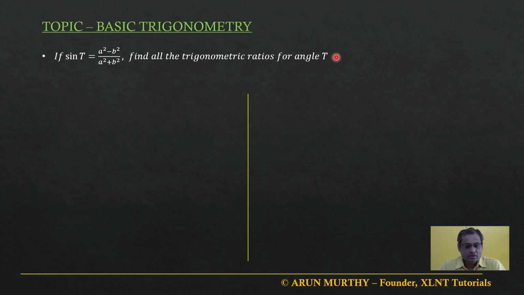So the question goes like this: if sin t is equal to (a² − b²) divided by (a² + b²), find all the trigonometric ratios for angle t. Now this is based on your knowledge of Pythagoras theorem. So let's look at the solution.